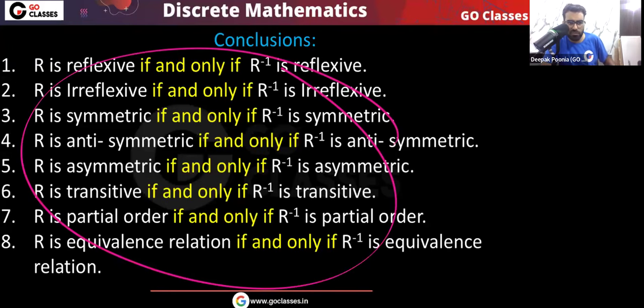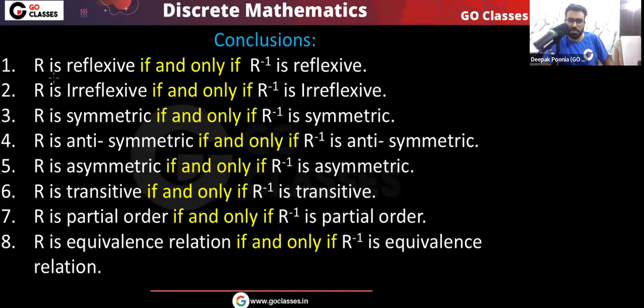These 8 statements we have seen with proof. You can see R is reflexive if and only if R inverse is reflexive. It means the inverse preserves the reflexive property, the irreflexive property, the symmetric property, the antisymmetric property, the asymmetric property, the transitive property, the partial order property, and the equivalence relation property. Very interesting, right? When you take the inverse of a relation, all these properties are preserved.